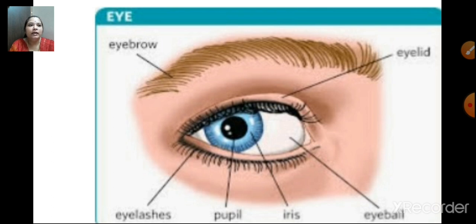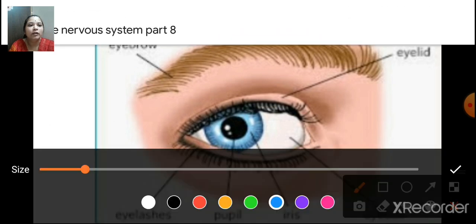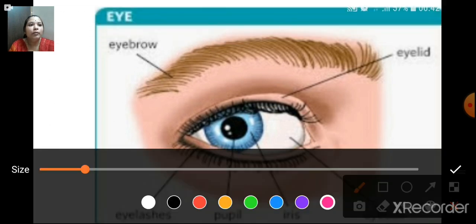See, this is the eyelid. The eyelid protects the eye. When something is going inside your eye, we immediately close our eyes. Eyebrows, eyelashes, and iris. The iris, if you can see, is the colored part of the eye. Between the iris is a space which is called the pupil. See here, this black one, what is that, children? That is the pupil.